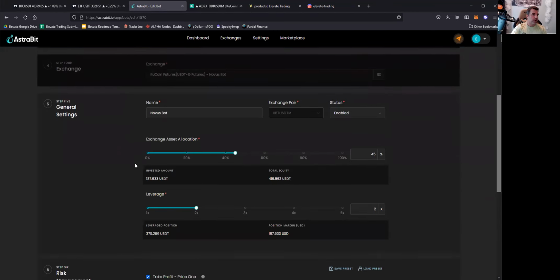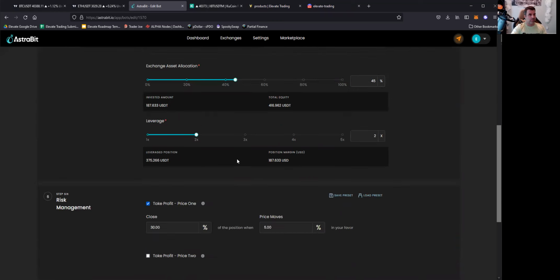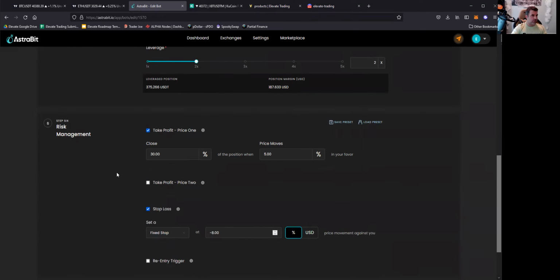So this is where you can name your bot, and you can change your asset allocation. I have it used in about 45% of my portfolio because the other 45% is in Horus. And then that extra 10% of my portfolio is just on the sidelines for whatever. And then I'm currently using a 2x leverage. Okay, so it'll show your leverage position and how much of your equity assets you're allocating towards that trade.